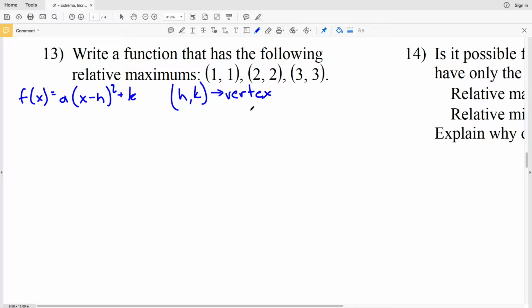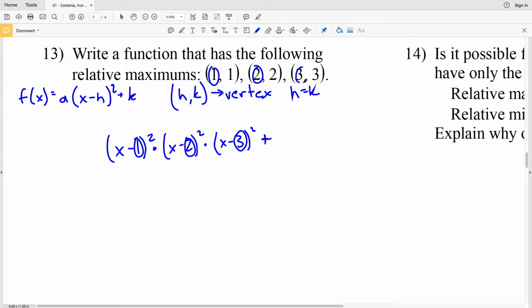However, we have to have 3 different maximums, and this works because h and k are equivalent for each. So we'll have x minus 1 squared, we'll have an x minus 2 squared, those will get multiplied, and then we'll have x minus 3 squared, and we're going to need to add that to our k value, but remember, h is equal to k, so that's going to be the x values that we plug in, so plus x.